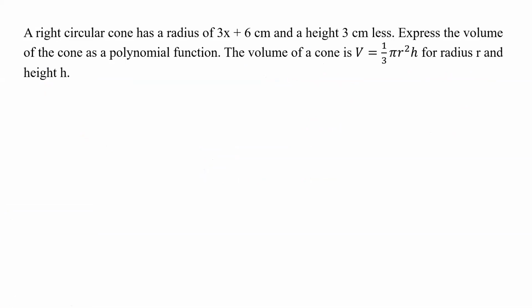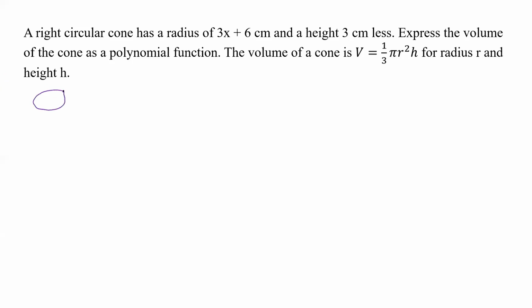So the first one, we're looking at a right circular cone, and so it has a radius of 3x plus 6 and a height 3 centimeters less. Express the volume of the cone as a polynomial function, and they give us the volume of a cone, which is really nice, so we don't have to memorize that. And that's for r is radius and h is height. And so let's kind of draw a picture of what we have.